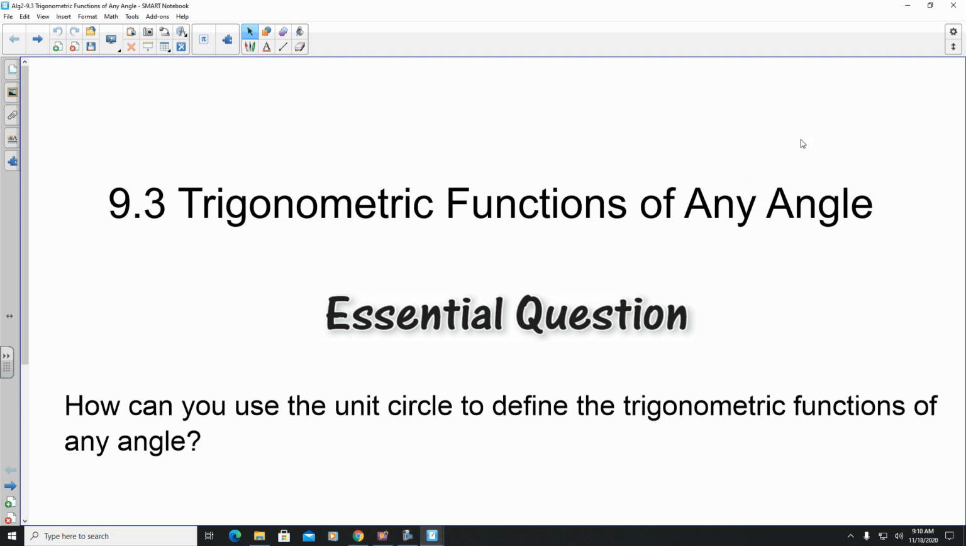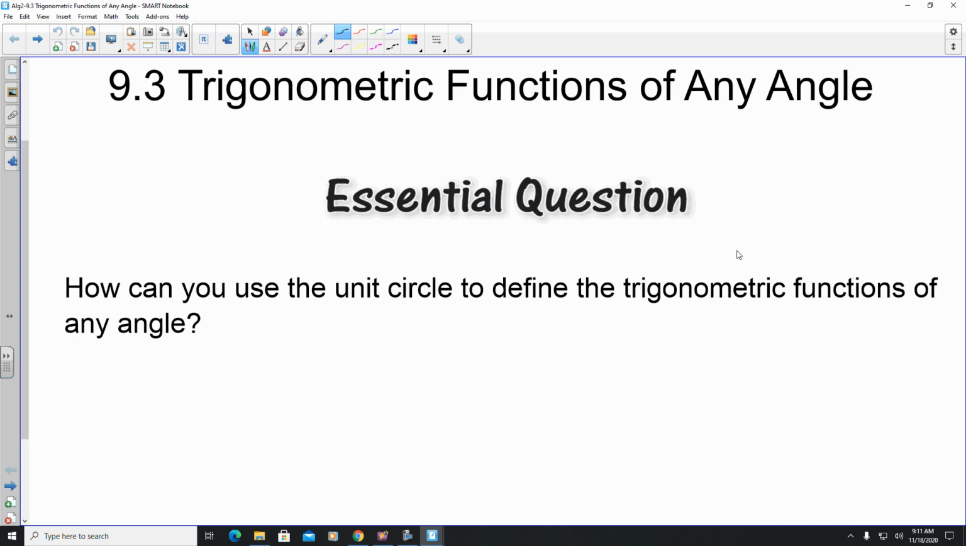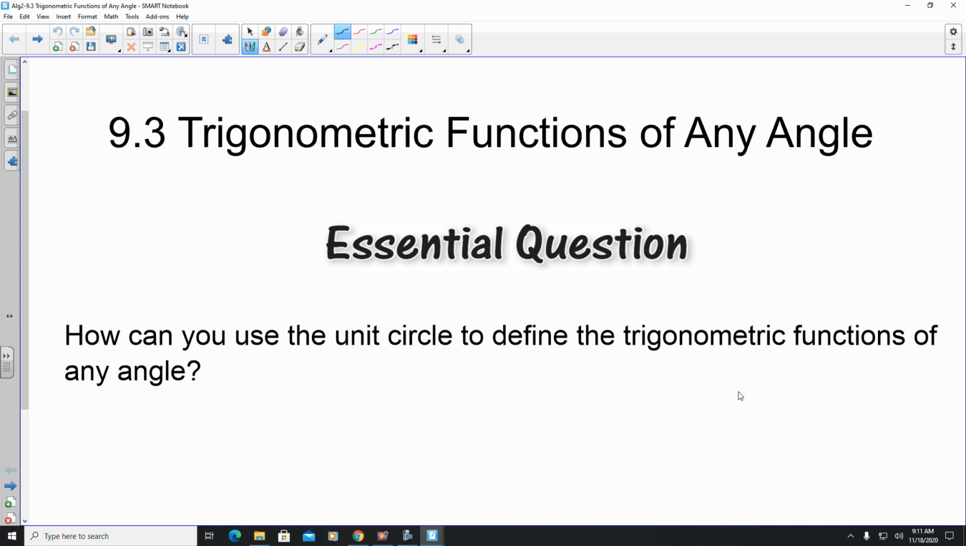Welcome to the video. In this lesson, we're going to be looking at section 9.3, where we're going to be looking at trigonometric functions of any angle. So here it says, how can you use the unit circle to define trigonometric functions of any angle?